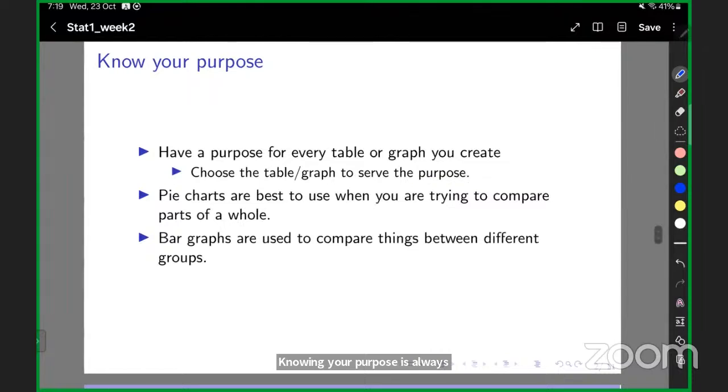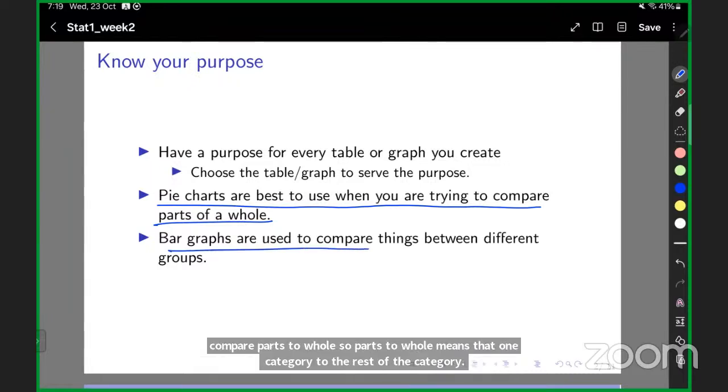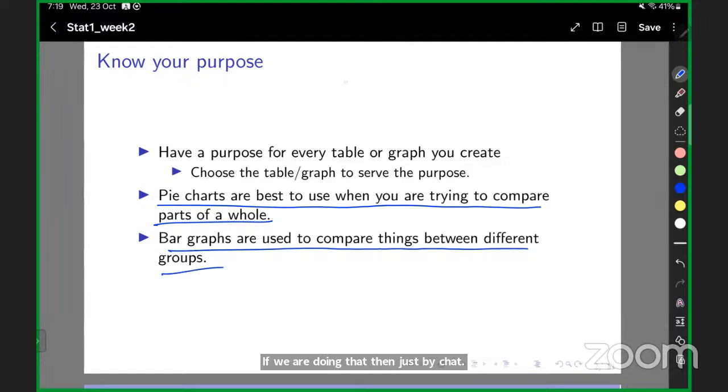If you can figure that out, it is much more convenient. Then you just need to think about a few more questions, and you are done. You can plot the best chart, which will not deceive people. Pie charts are best to use when you are trying to compare parts to a whole, meaning one category to the rest of the categories. Bars are used to compare things between different groups, generally. If we have two kinds of groups, then we want to plot a bar chart.